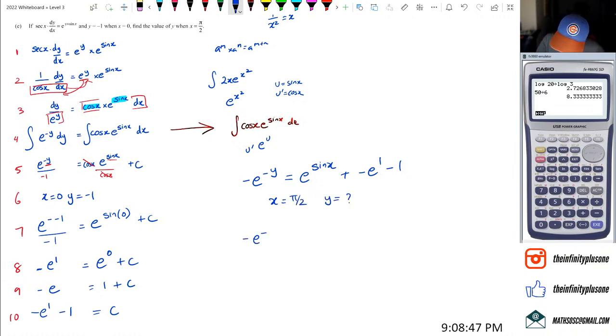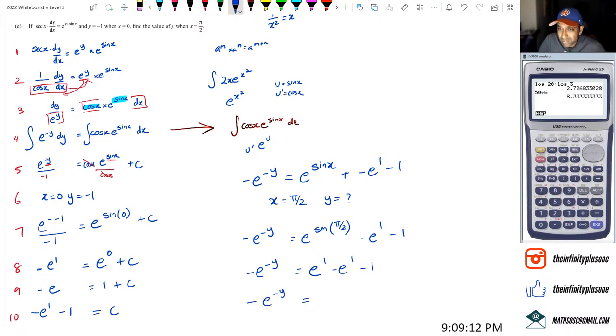So we've got negative e to the power of minus y equals e to the power of sine pi over 2 minus e to the power of 1 minus 1. When you put it in the calculator, sine pi over 2 is going to get you 1. So we've got e to the power of 1 minus e to the power of 1, which is 0, and we're going to get negative 1.